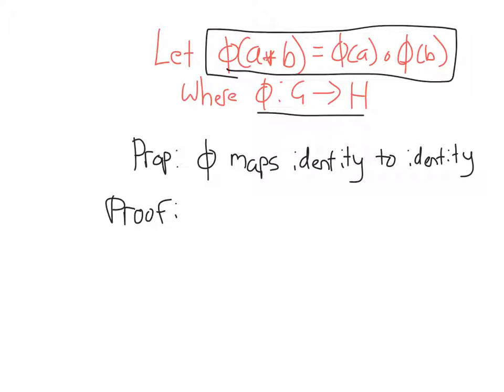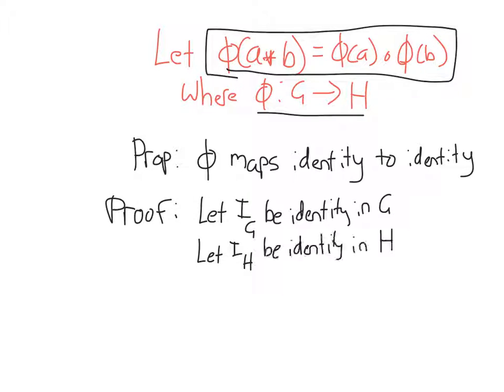So as we saw in the last example, two groups can have an identity that is different. So in the previous slide, we saw G had the identity 1 because it was a group under multiplication, and H had the identity 0 because it was a group under addition. So we're going to let IG be the identity in group G. And of course, we're going to let IH be the identity in H. So what we want to do is prove that if I take my map phi and apply it to the identity in G, it will just give me the identity in H.